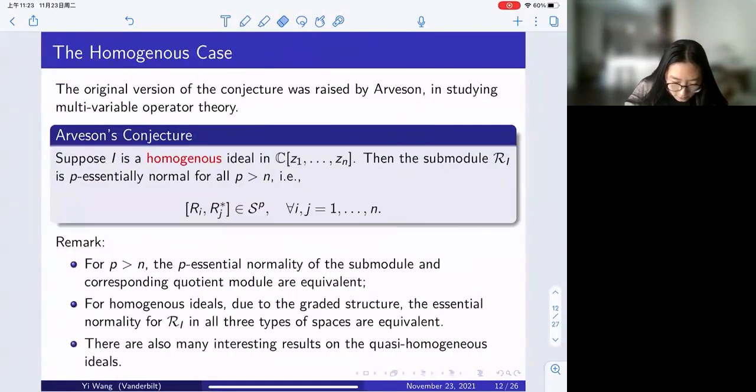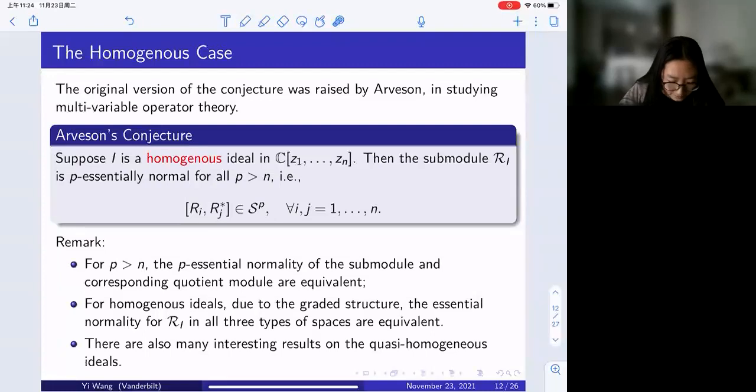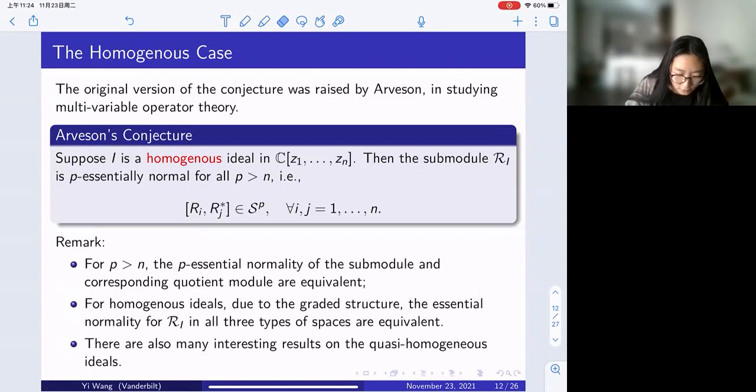In the homogeneous case, Arveson first raised this conjecture in his study of multivariable operator theory. Because of the universal property of the Drury-Arveson space, it is natural to ask this question, because when you ask this question, you're actually studying all n-contractions. So this is the original version of Arveson's conjecture. He asks: if you start with a homogeneous ideal and do the same thing, take the closure, take the R_i on the Drury-Arveson space.